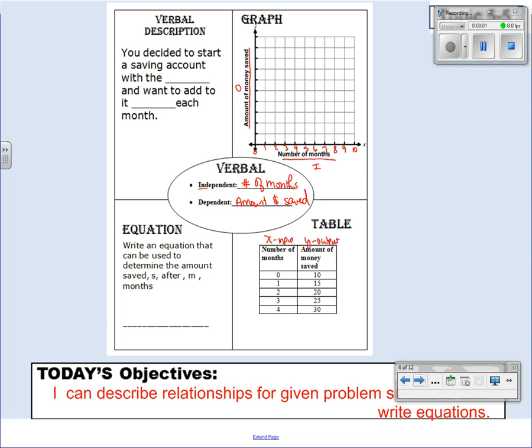Our y-axis, we need to go from 10 to 30. And we do have some 15s and 25, so let's go by 5. So this would be 5, 10, 15, 20, 25, 30, 35, 40, 45, 50.